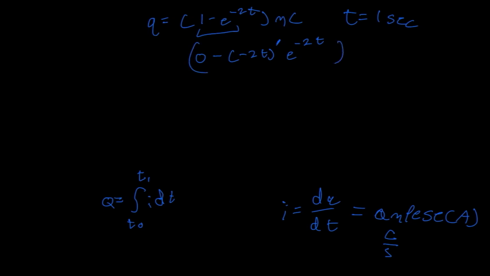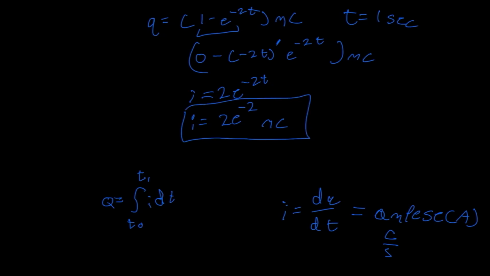And this is still all in millicoulombs. So the derivative of negative 2t is just going to be negative 2. So I'm going to get 2 e to the negative 2t for my I. And then I have to find it at t equals 1 second, so I plug in 1 for t. So that means my current I is going to be 2 e to the minus 2 milliamps. And that's going to be my final answer for my current.